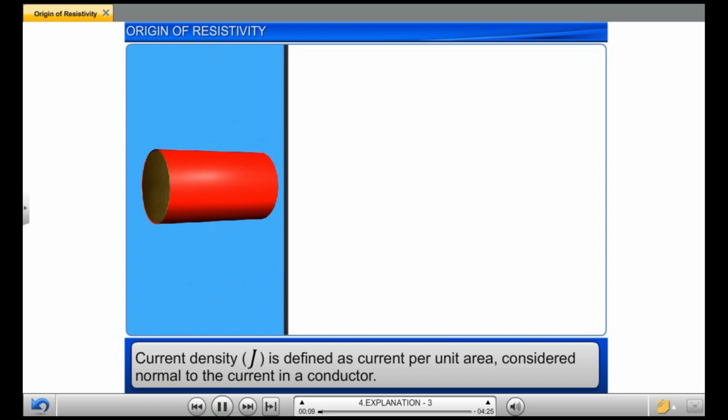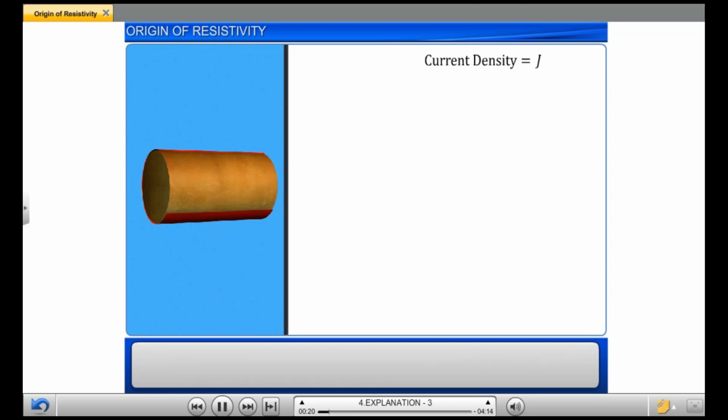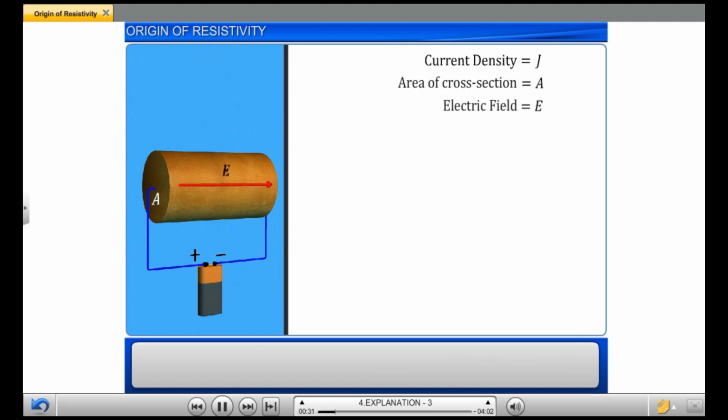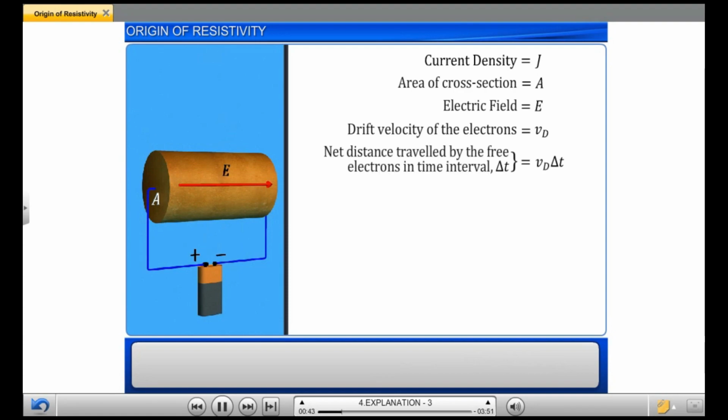We know that the magnitude of the current density, denoted by J, is defined as current per unit area considered normal to the current in a conductor. Consider a cylindrical conductor whose cross-sectional area is A. Let the conductor be connected to an electric source. Let E be the electric field due to the source. If Vd is the drift velocity of the conduction electrons in the conductor, then the net distance travelled by the free electrons in the conductor during the time interval delta t is equal to Vd delta t.